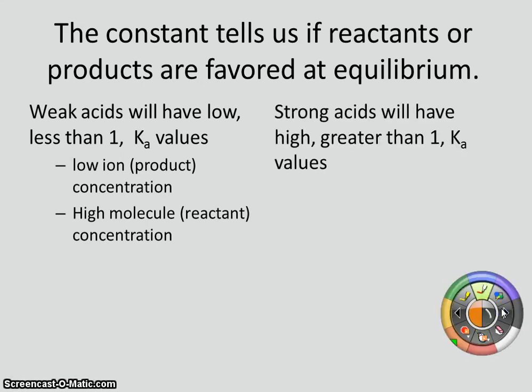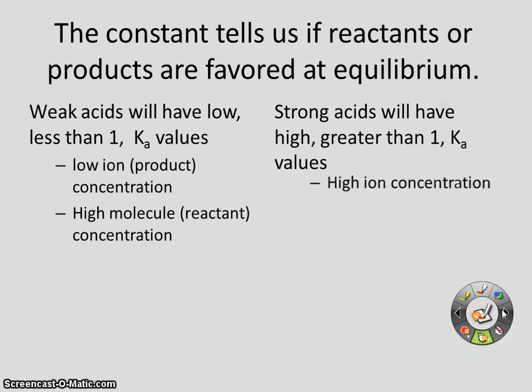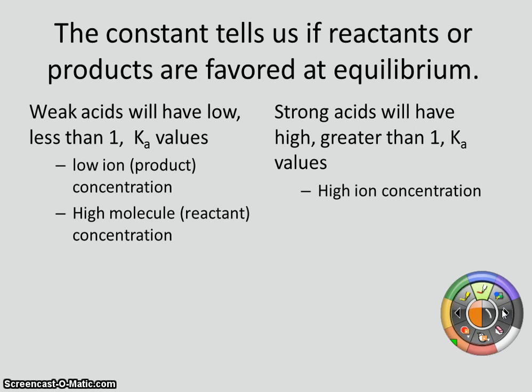Strong acids are going to have a greater than 1, high Ka value. So your numerator is going to be larger than your denominator, so you're going to get something over 1. Now, high ion concentration, remember they dissociate completely. And very low molecule concentration. They're not going to go back and bond together. They have separated. They like it that way.